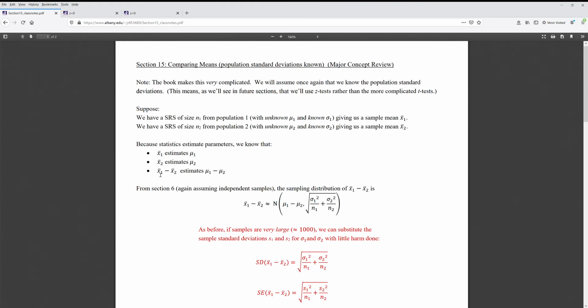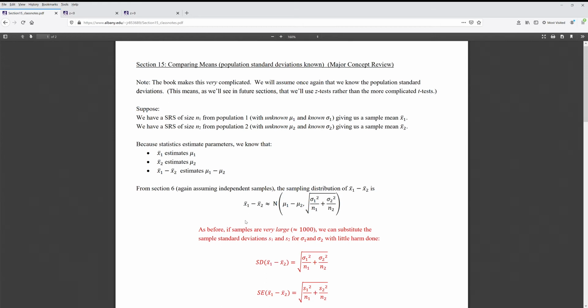For instance, if the difference in the two sample means is about 0, then it's plausible that the difference in population means is about 0, that the population means are the same. If this is very different from 0, then it might be evidence that the population difference is different from 0. If x bar 1 is a lot less than x bar 2, then that would be evidence that mu 1 is less than mu 2, and likewise for greater than. So our logic plays out exactly the same.